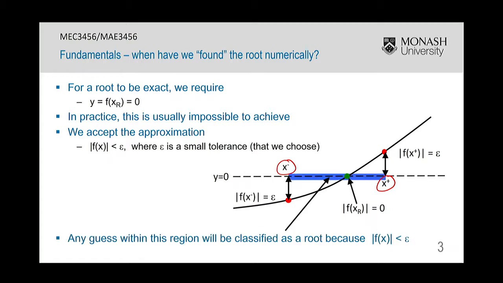So anything inside that blue region there, between x minus and x plus, we're going to classify as a root, because the absolute value of the function is going to be less than the tolerance epsilon that we have specified. Usually, when we're going through our numerical algorithm, we will choose some value in here. We don't know what it's going to be beforehand, and it's the first guess within that region that's going to give us the root. So we hope that this distance between x plus and x minus is small.